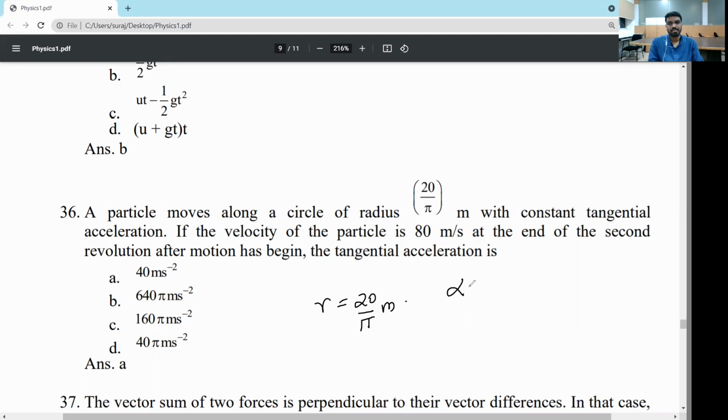Constant tangential acceleration. Velocity of particle, final, is given 80 meters per second, and theta is given second revolution. At the end of second revolution, first revolution is 2 pi. Second revolution is what? 4 pi. Right? The tangential acceleration. Radius is given.